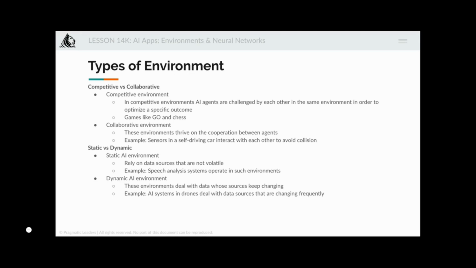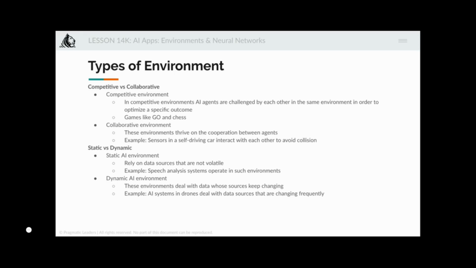Then comes competitive versus collaborative environment. A competitive environment is a scenario in which AI agents are challenged by each other in the same environment in order to optimize the outcome. For example, in Go and chess, there are AI agents on both sides, and they compete with each other to come up with the best outcomes. A collaborative environment is a scenario in which the agents work together. Self-driving cars are one of the best examples: multiple sensors work together to avoid collision.